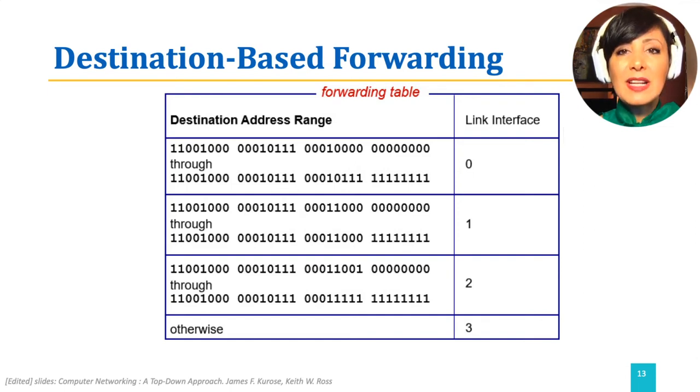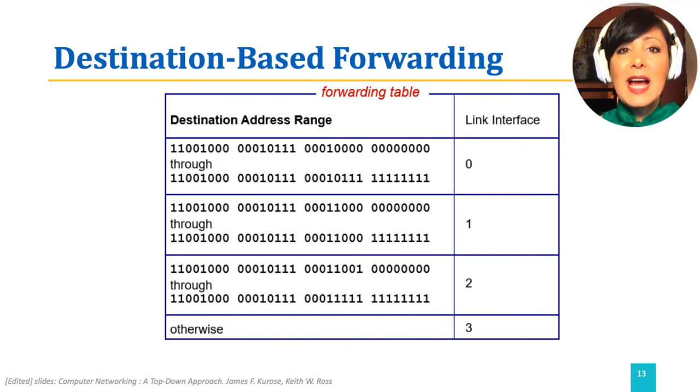Back to our driving example, this would be similar to deciding which turn to take in an intersection on the path based on the destination address only. So, for example, in the table shown in the figure, if the destination address is within the range of addresses depicted in the first row, the packet will use the outgoing port 0.